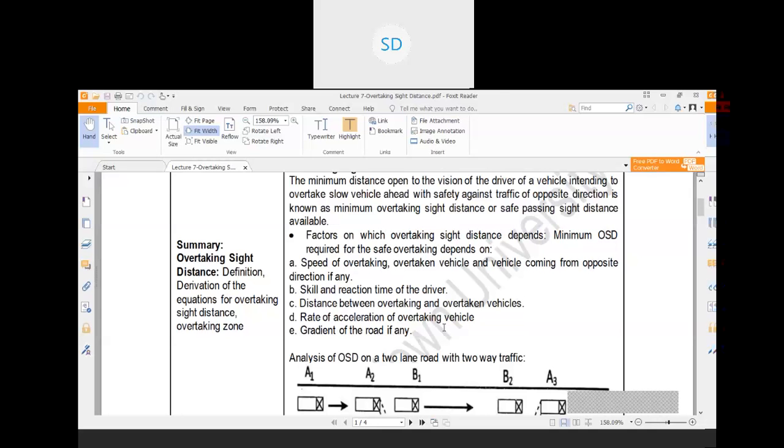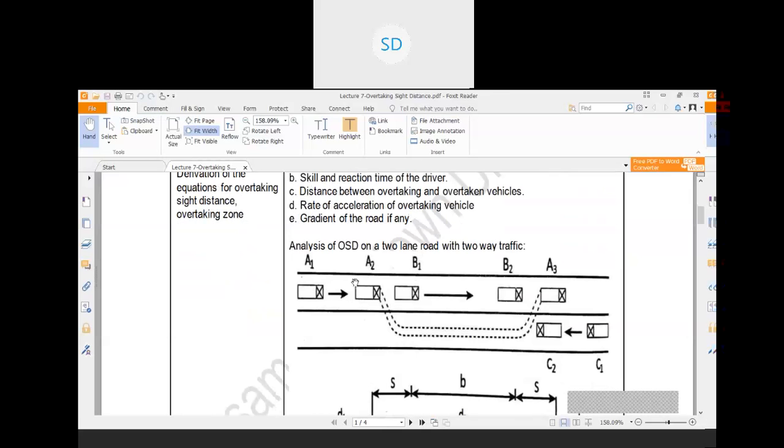Now let us discuss the overtaking operation. Suppose this is a two-way road. Now suppose this is vehicle B, and B1 is the position of vehicle B, which is a slow-moving vehicle. Now suppose another vehicle A1 is approaching B with a higher speed than B1. Here it is considered that vehicle A will travel with the design speed. Suppose the design speed is V meter per second. And it is assumed that B1, the slow-moving vehicle, is moving with a lower speed. Suppose that speed is Vb meter per second.